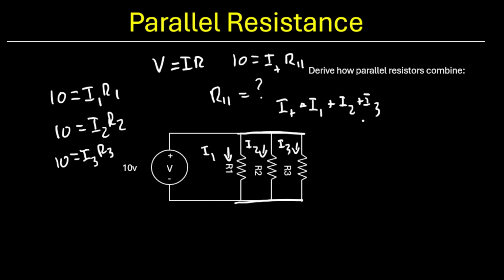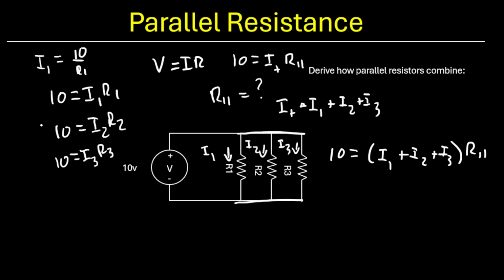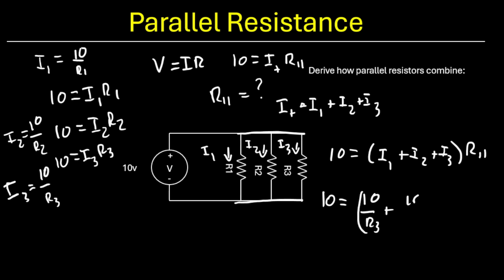Okay, so now we can substitute this in for IT. So we get 10 equals I1 plus I2 plus I3 times R parallel. And now going over here, we know that I1 equals 10 over R1. I2 equals 10 over R2. And I3 equals 10 over R3. So we can plug those in over here. We get 10 equals 10 over R3 plus 10 over R2 plus 10 over R1, all times R parallel.